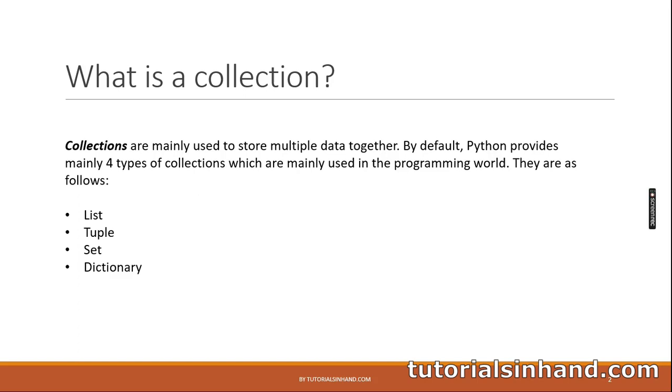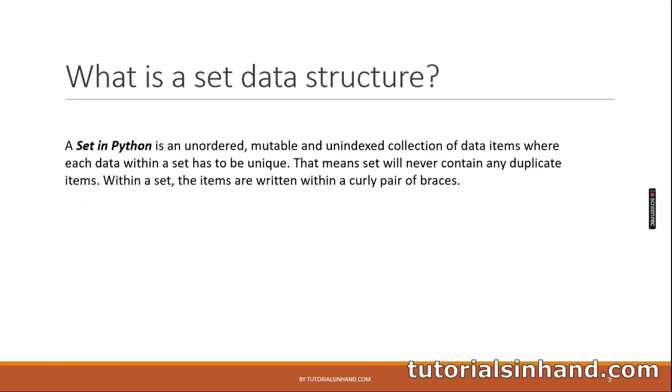Before we discuss the set data structure, let's discuss what collections are in Python. Collections are mainly used to store multiple data together. By default, Python provides mainly 4 types of collections which are mainly used in the programming world. They are as follows: list, tuple, set, and dictionary. As I have already said, in this video we are going to discuss the set data structure.